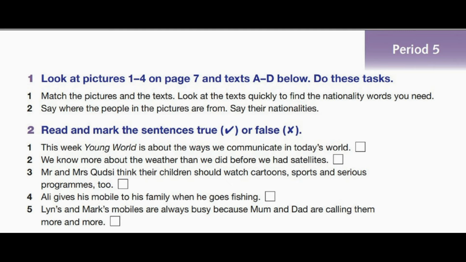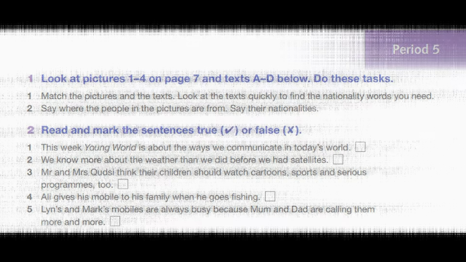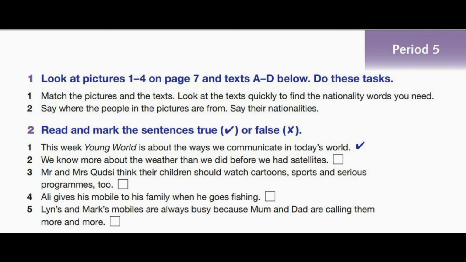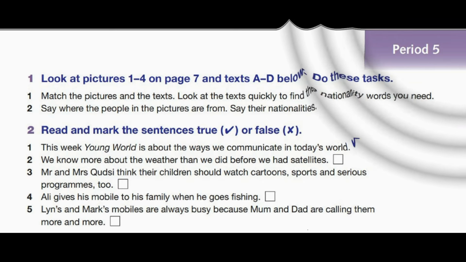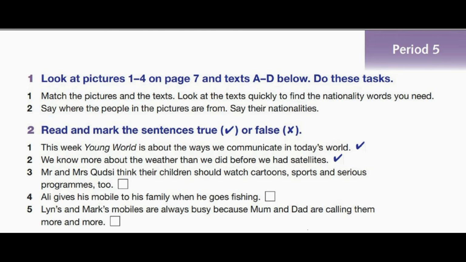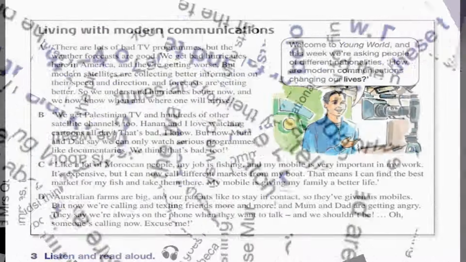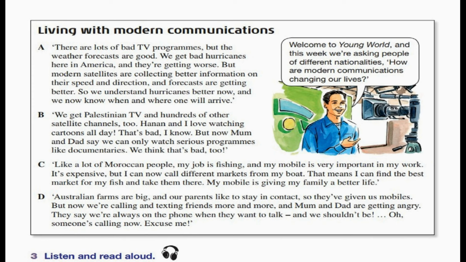Two. Read and mark the sentences true or false. One. This week Young World is about the ways we communicate in today's world. True. Two. We know more about the weather than we did before we had satellites. True. Three. Mr. and Mrs. Kudzi think their children should watch cartoons, sports and serious programs, too. False. Four. Ali gives his mobile to his family when he goes fishing. False. Five. Lynn's and Mark's mobiles are always busy because Mum and Dad are calling them more and more. False.